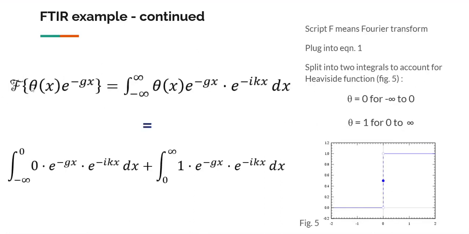So that fancy F indicates our Fourier transform, which we're applying to f prime of x. Plugging in our f prime of x to equation 1 from before, we get this integral. This integral needs to be split because of the Heaviside step function, which means that from negative infinity to 0, that function will equal 0, but from 0 onwards to infinity, it will equal 1. So we can split this into two integrals representing each of those domains.